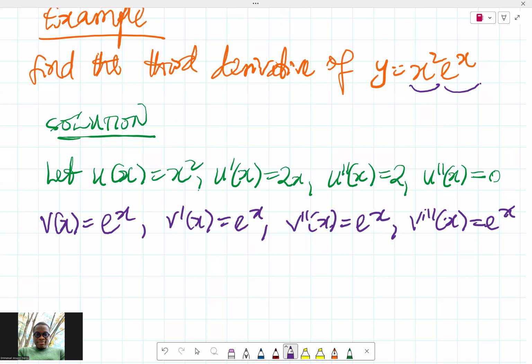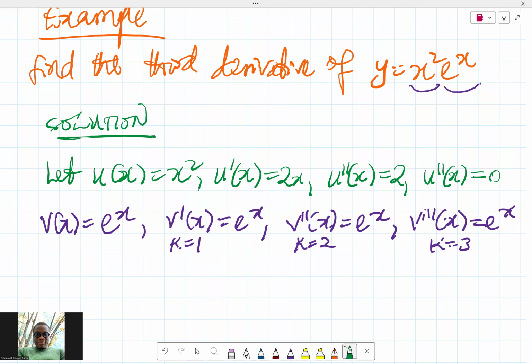Now we can apply the formula. Don't forget, this v of x is as good as v^(1) of x. So k here is 1, or maybe I should just indicate that. So for this, k here is equal to 1. K here is equal to 2, that's the second derivative. And k here is equal to 3, the third derivative.